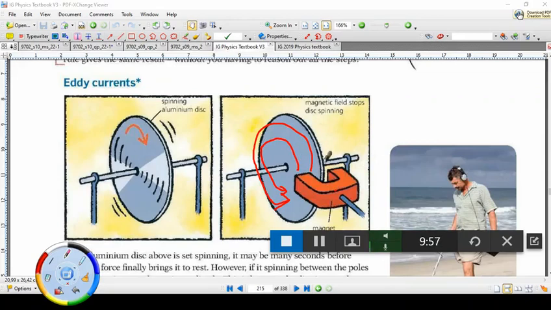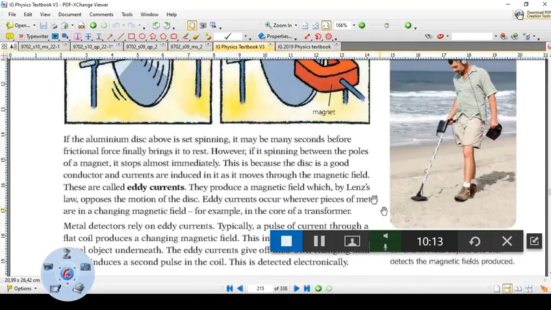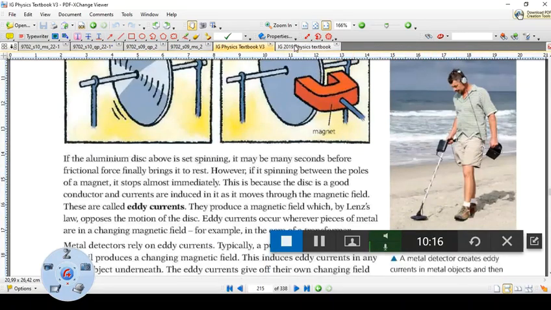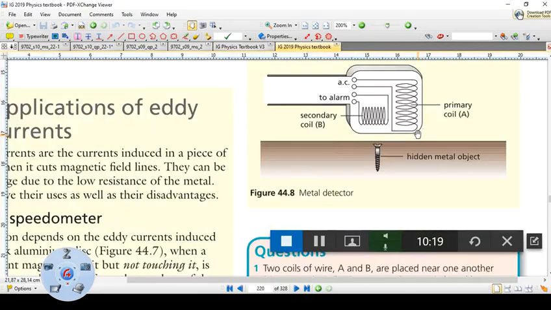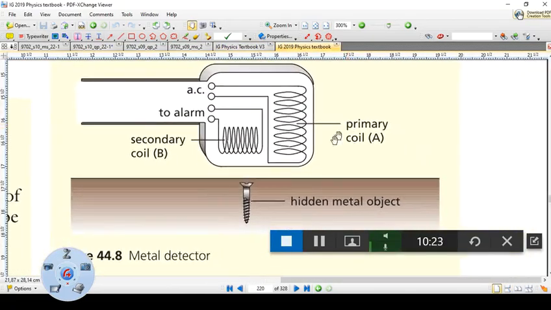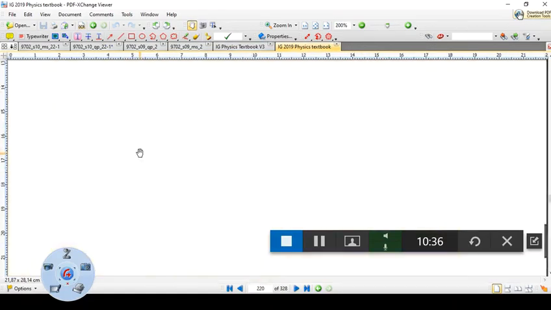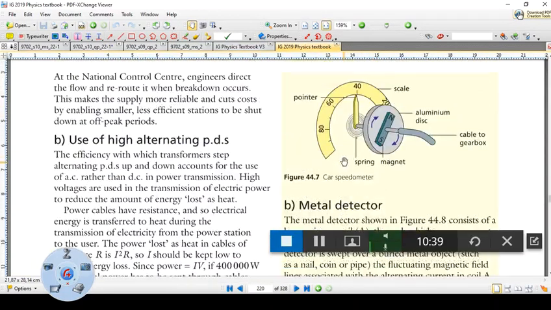Okay, so as this plate is spinning, I put the magnet over it, it creates a current inside the metal plate, opposing the magnet and forcing it to stop. There's a lot of applications to this. In this textbook here, they speak about how we use it for metal detectors. If you go to this part over here, they show you in the other textbook how they use it, and how if there is an object, it creates another force, and then it creates an alarm. So there's a coil that picks it up and a coil to alarm, and that's how it works. We can also look at a car speedometer where we apply eddy currents.